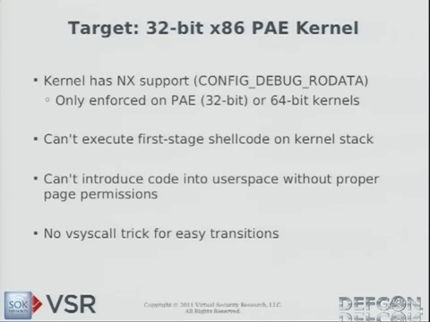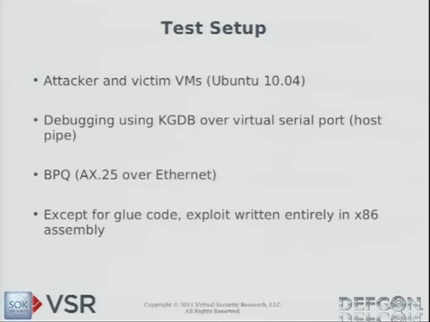These kernels have userland NX protection as well. So if we're going to somehow introduce code into a user process, we also need to do so in a way that honors page permissions. We can't execute code on a userland stack without modifying its permissions. And then finally, because we're on a 32-bit machine, we can't leverage Scrack's trick that was specific to AMD64 to make that transition from interrupt context to userland.